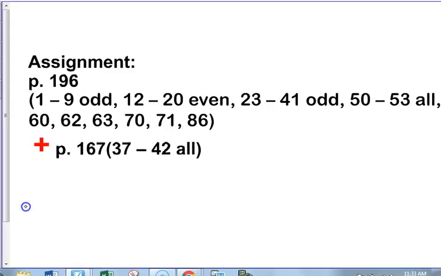What you need to be working on is all of this. Page 196 has a couple applications, but not a ton. Page 167 is 6 application questions: 37, 38, 39, 40, 41, 42. That's 6 problems, okay? You can use the pink reference sheet on the test. Anybody else have a question? All right, get to work.